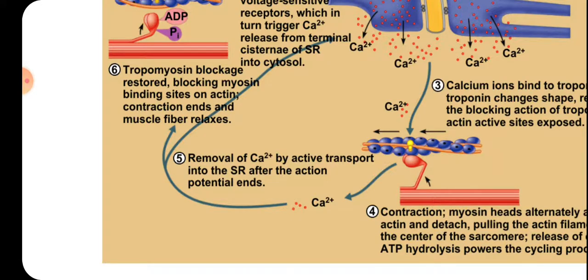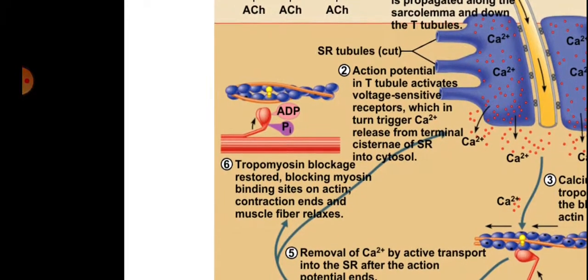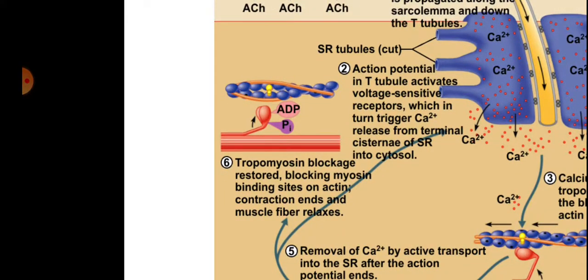by active transport into the sarcoplasmic reticulum after the action potential ends. In the sixth stage, tropomyosin blockage is restored, blocking myosin binding sites on actin, contraction ends, and the muscle fiber relaxes.